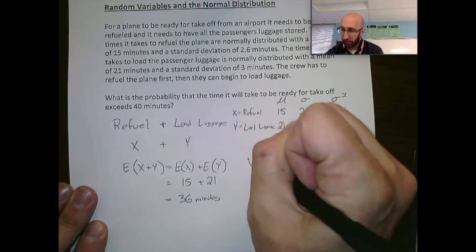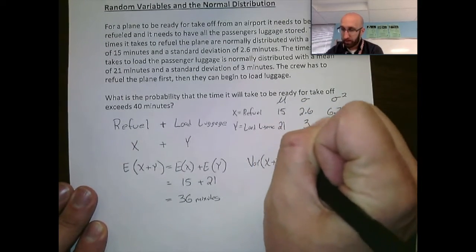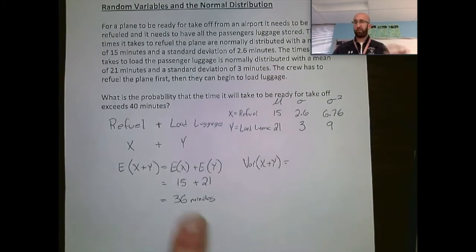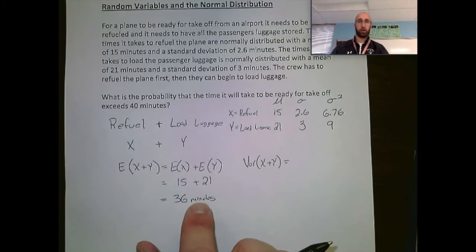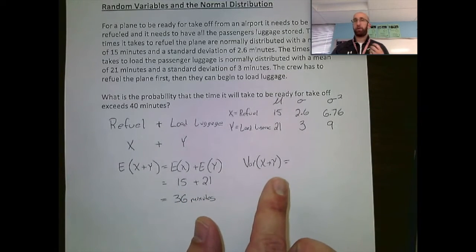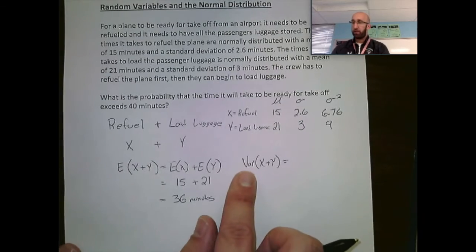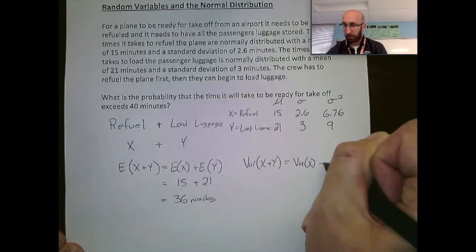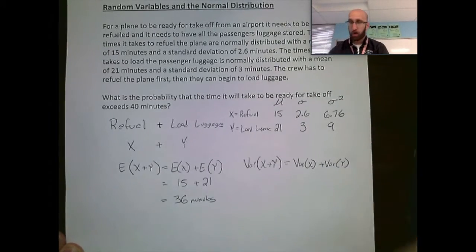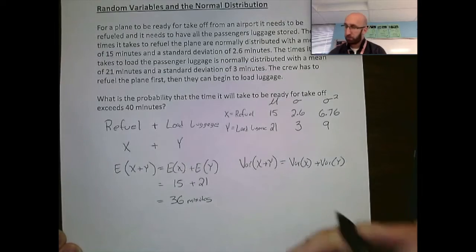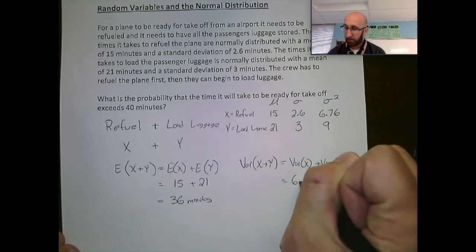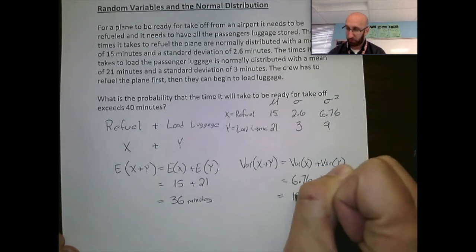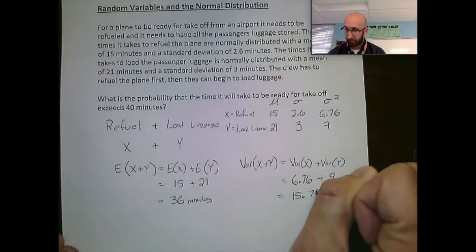To find the standard deviation, we're going to start with our variance first. Take the variance of X plus Y. Remember our rules with random variables: expected values are pretty straightforward, but with variance, pay attention to what you're doing. Variances and standard deviations are the tricky ones. If we take two random variables, X plus Y, their variance is just the variance of X plus the variance of Y. This one's actually pretty easy, which is nice. I already calculated those variances above, 6.76 plus 9, which is 15.76.